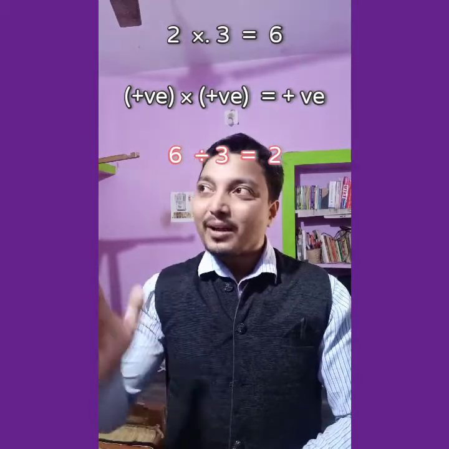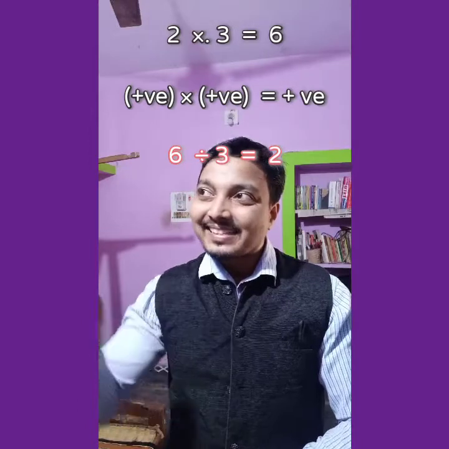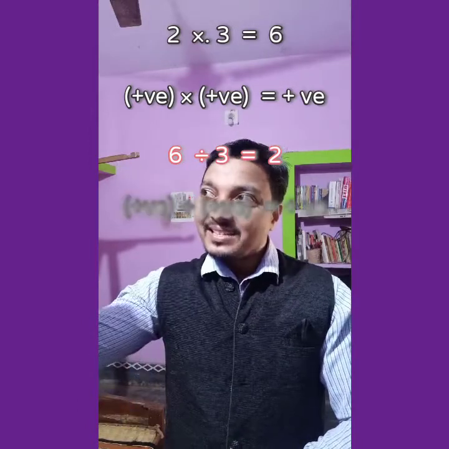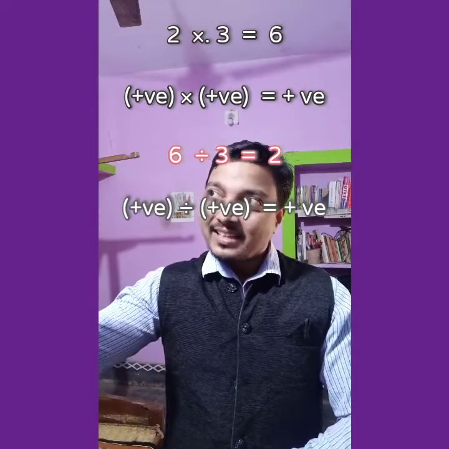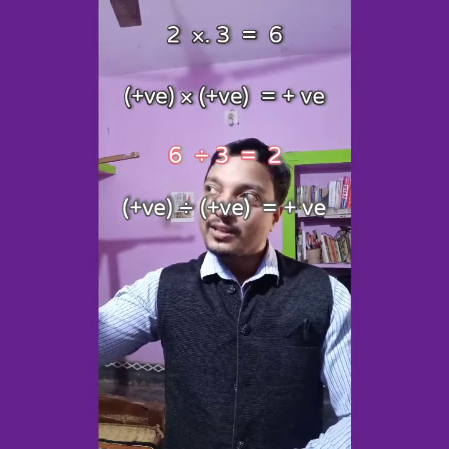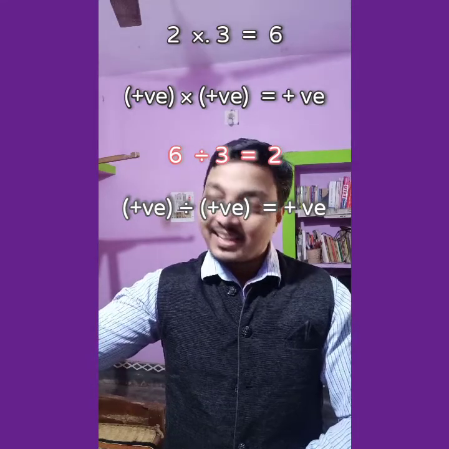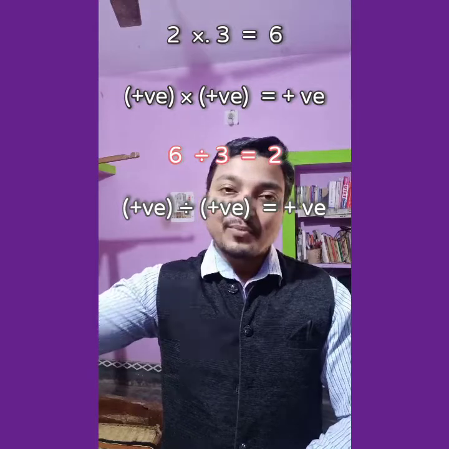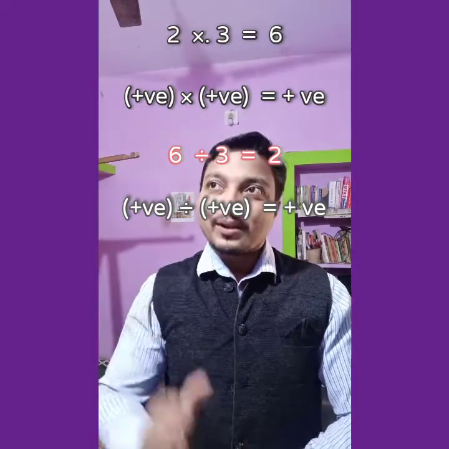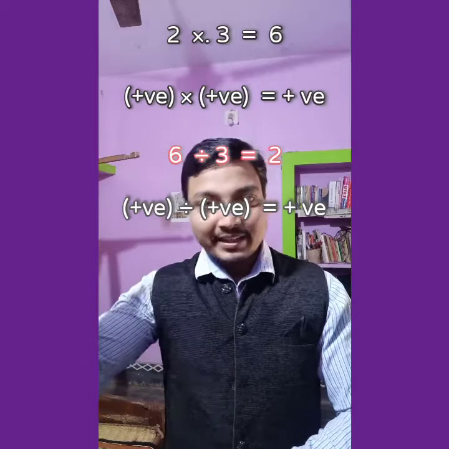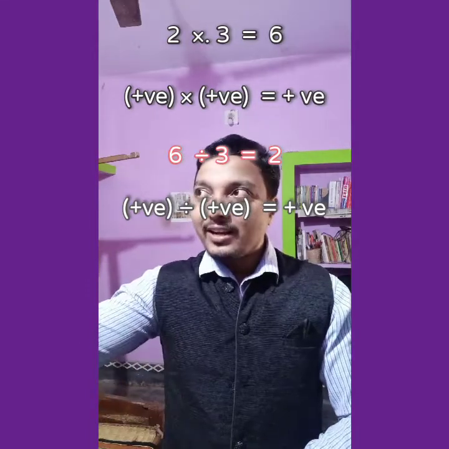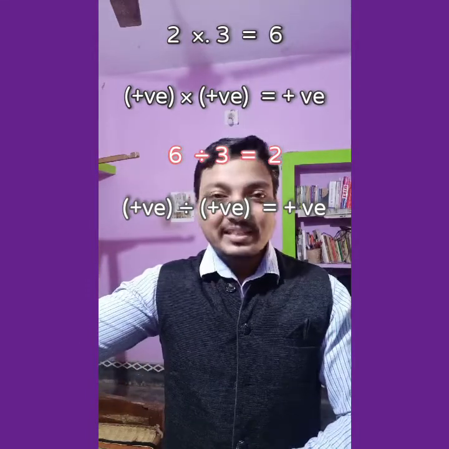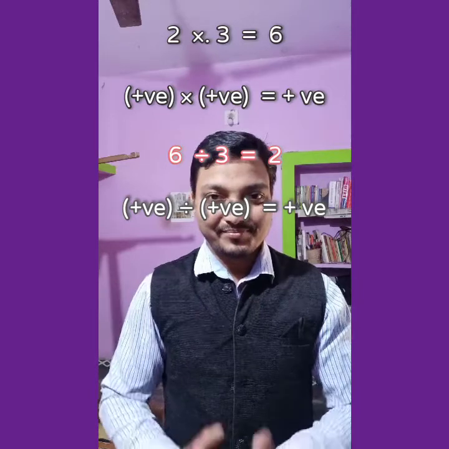From this equation it is clear, 6 is positive, 3 is positive. It means when a positive integer 6 is divided by another positive integer 3, the result is the positive 2. It means from the positive product we get positive. So from that we got that positive divided by positive is also positive.